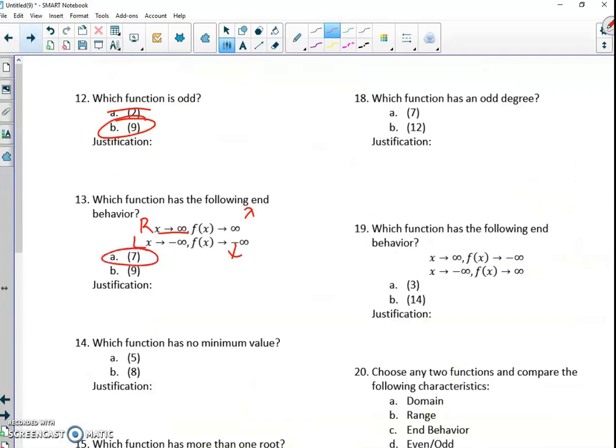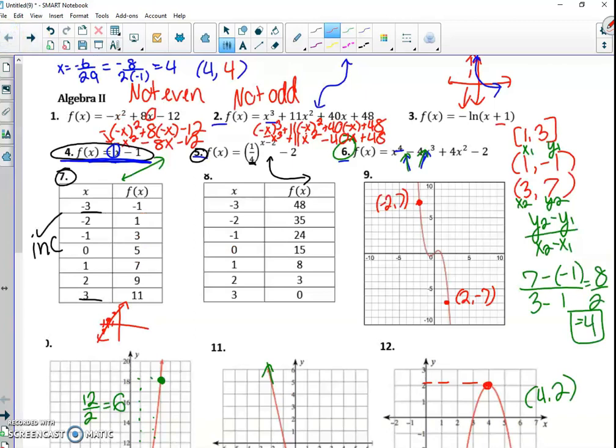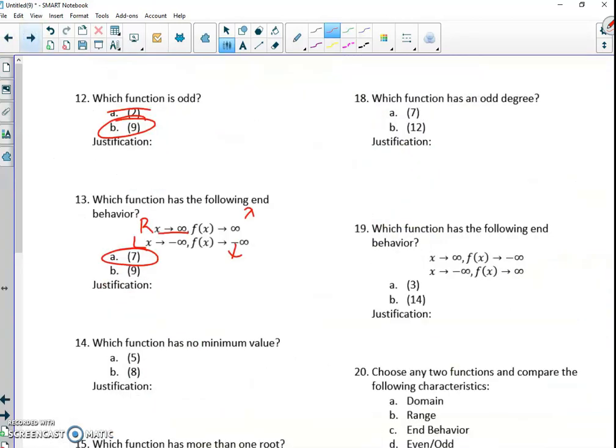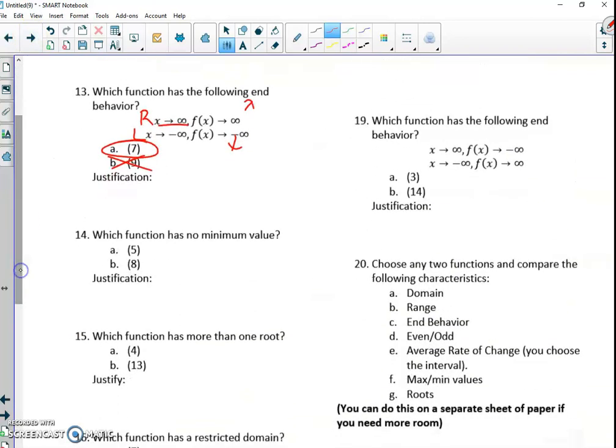So that's good. Okay, and let's look at function 9. So left side is going up on this, and then the right side is going down. So I think it wanted the right side up, and the right side here is going down. So this one is not, because the right side's going down instead of up. It's backwards. Okay? All right, 14 says, which function has no minimum, 5 or 8?